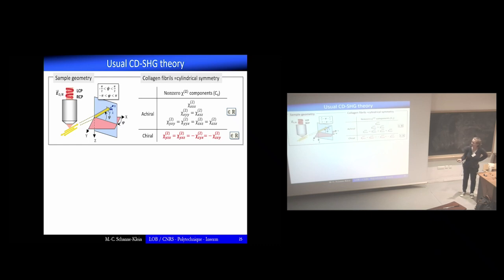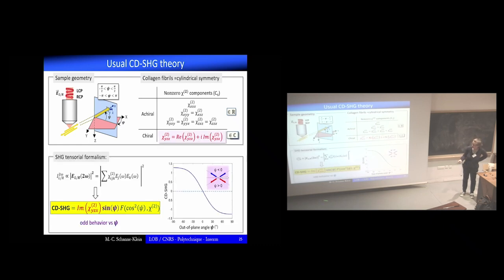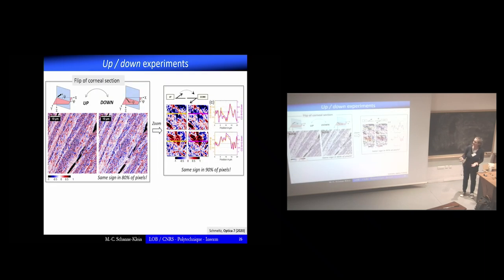So when we do the calculation, we obtain that the circular dichroism is proportional to the imaginary part of this parameter and to the sine of the out-of-plane angle. So it means that it's zero in the imaging plane and it's positive if it points upwards and negative downwards, or vice versa. It was proposed in a few papers when we started this work, but it was never experimentally verified. So what we did is we just took a cornea section and we flipped it, and we checked if the sign was reversed, and it was not the case. It was the same sign everywhere.